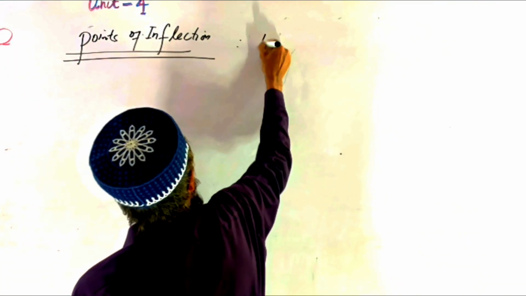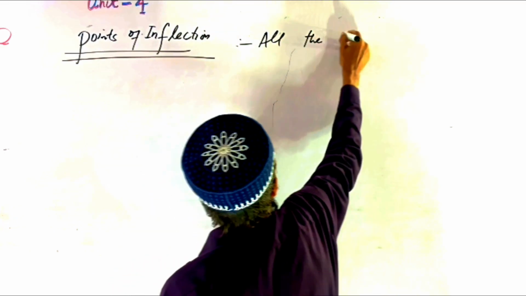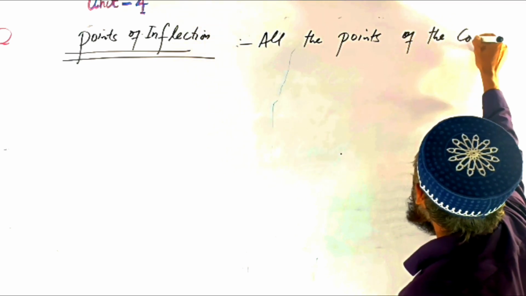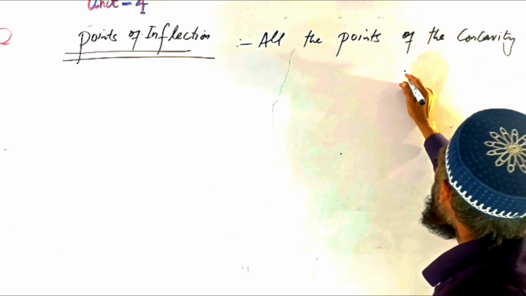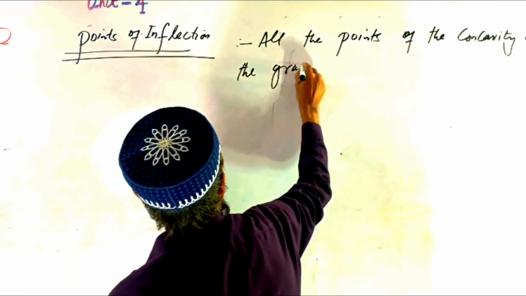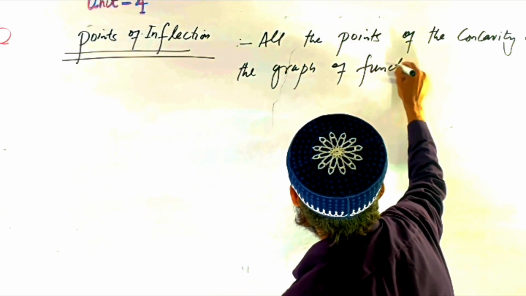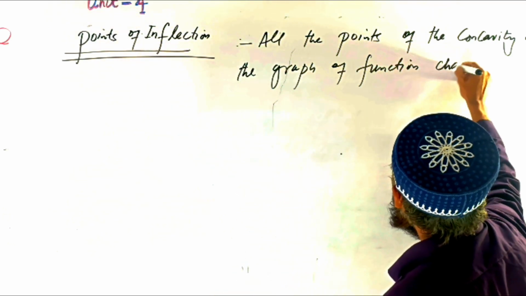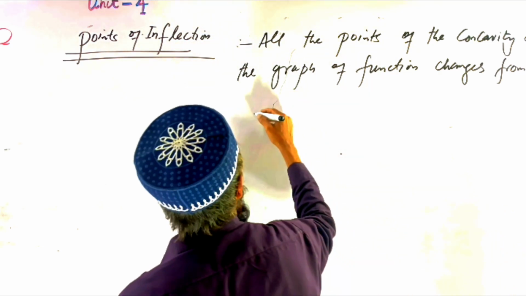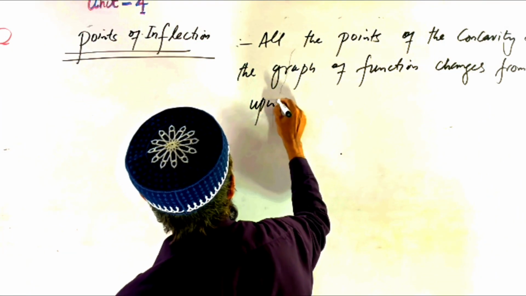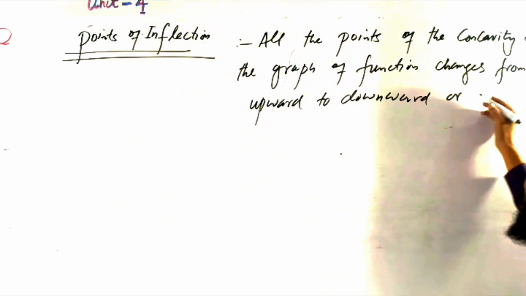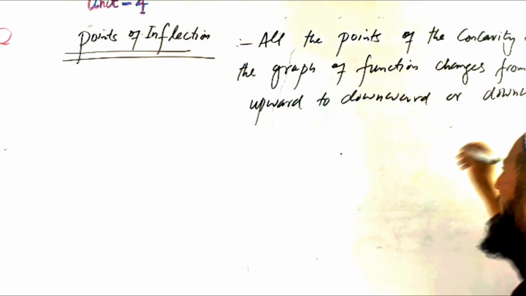We write the definition here: all the points of the concavity of the graph of the function change from upward to downward, or downward to upward.